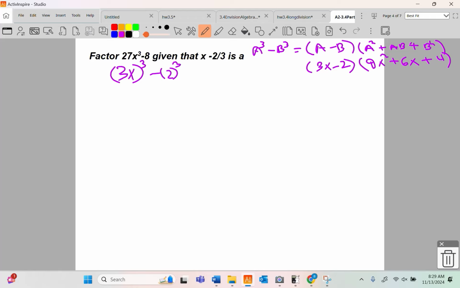Now, anyways, I want to do this with synthetic division because there's something that needs to be shown here. You know that x minus 2/3 is a factor. What's x? 2/3.